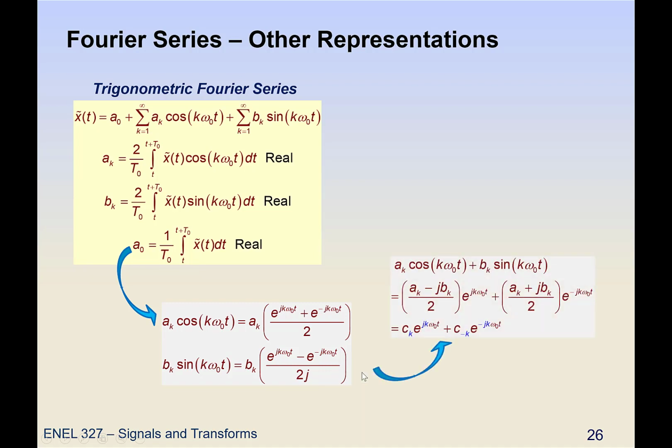Okay, so for each k, if I sum those two up and collect like terms, then I have a complex exponential at jk omega naught and a complex exponential at minus jk omega naught. And these are the constants in front of them. Those are complex valued constants, and we can call those c of k and c of minus k.